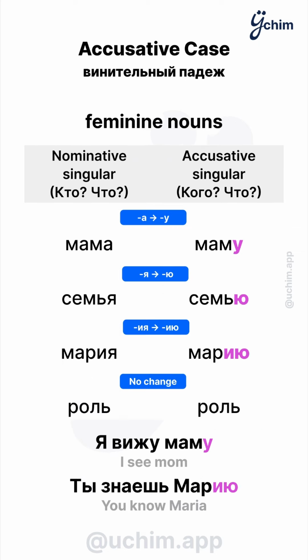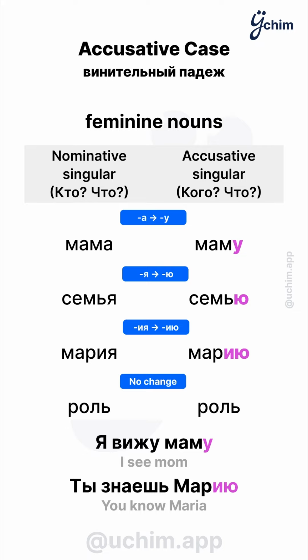Now let's look at feminine nouns. There are clear rules depending on the word ending. If the noun ends in а, it changes to у. Мама becomes маму. If it ends in я, it changes to ю. Семья becomes семью. If it ends in ия, it changes to ию. Мария becomes Марию. If it ends in a soft sign, it usually stays the same, like in the nominative.